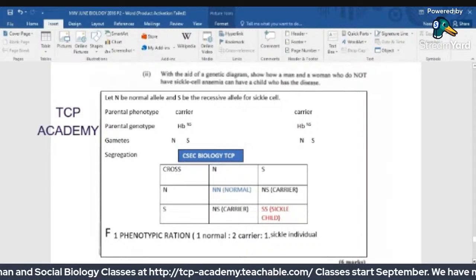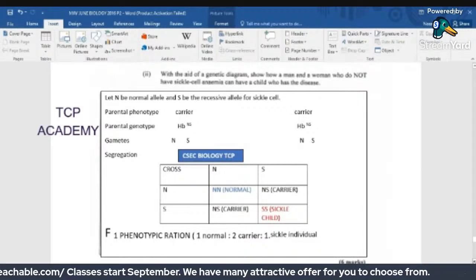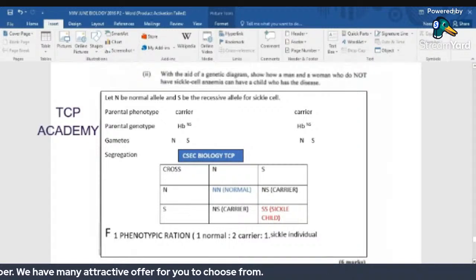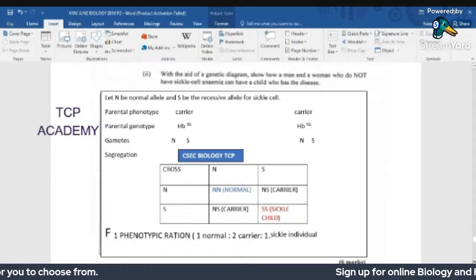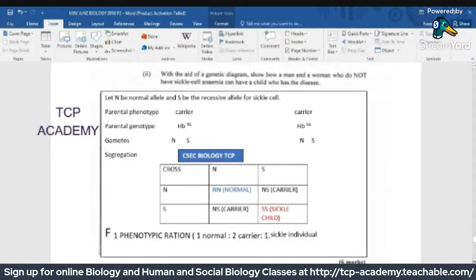The next thing we're going to do is write out the genotype. Now you are seeing HB here, and HB just speaks to the hemoglobin locus, the point where we are finding this recessive condition. So we have the genotype written as NS, that's the alleles we're using there. So it's HBNS, and the NS is a superscript.